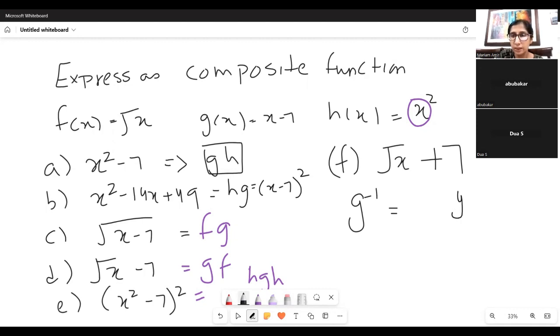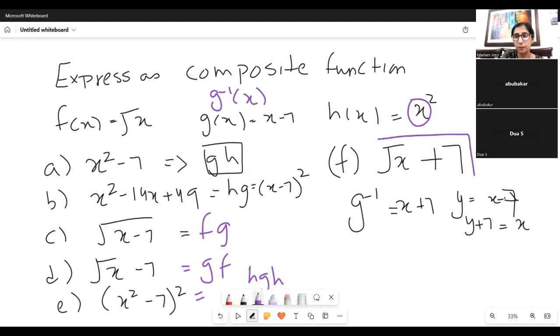That would be y equals x minus 7. Make x the subject. So that's going to be y plus 7 equals x. And G inverse x will be x plus 7. Okay, this is first G inverse effect. So now you've also accounted for G inverse effects. So now what is under root x plus 7 as a composite function? This is FG inverse.